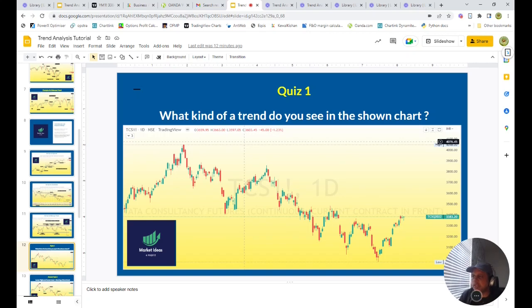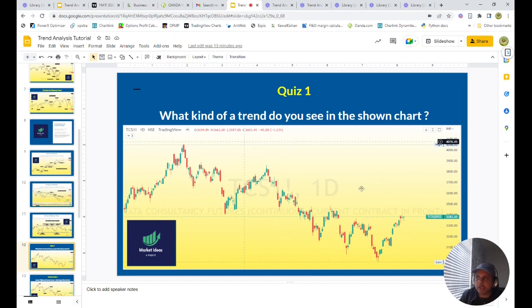So let's take a small quiz to see your understanding of what we just learned. Quiz one says you have a chart here which gives you various swings which are seen in the chart. So the question is, what kind of a trend do you see in the shown chart?